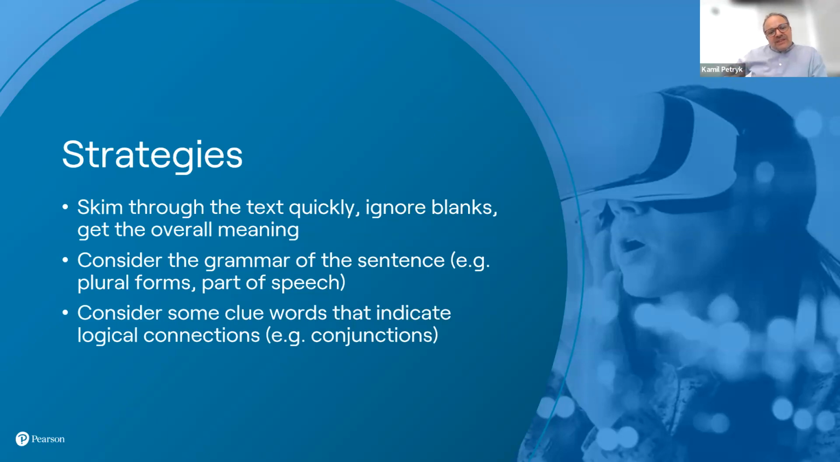Then, help your students identify some words around the blank that indicate logical connections, for example, conjunctions showing contrast, where the blank should contain a word that contrasts with some words before it. Also, collocations are very important. A strategy to develop academic vocabulary is to work on academic collocations. I'm going to talk a little bit about some methods of how to do it.